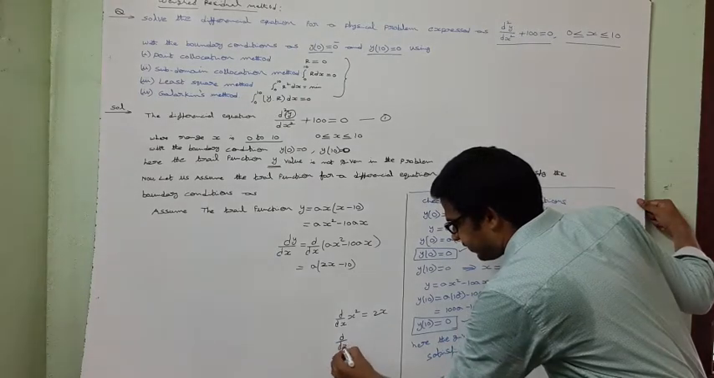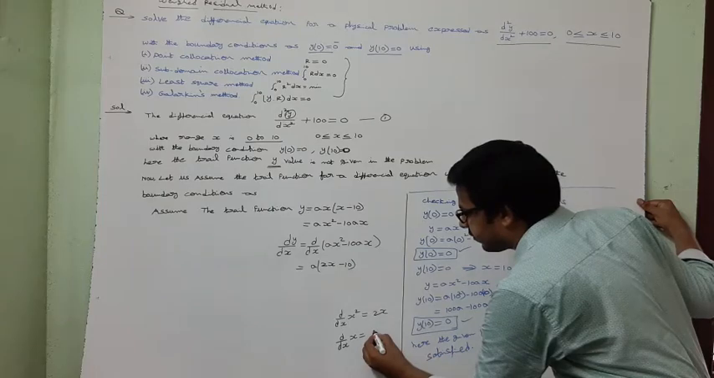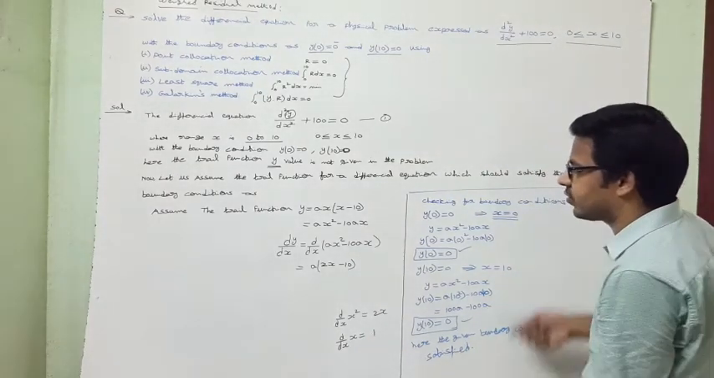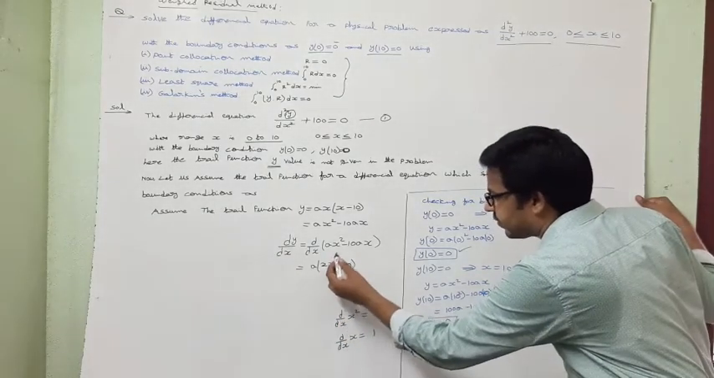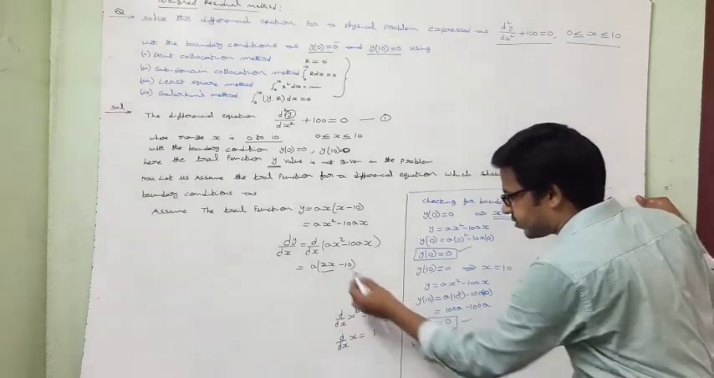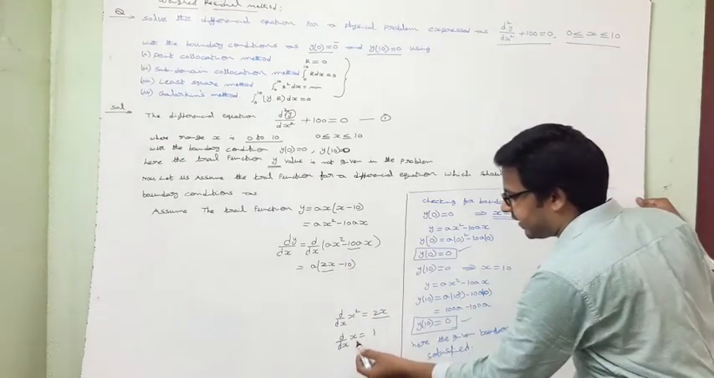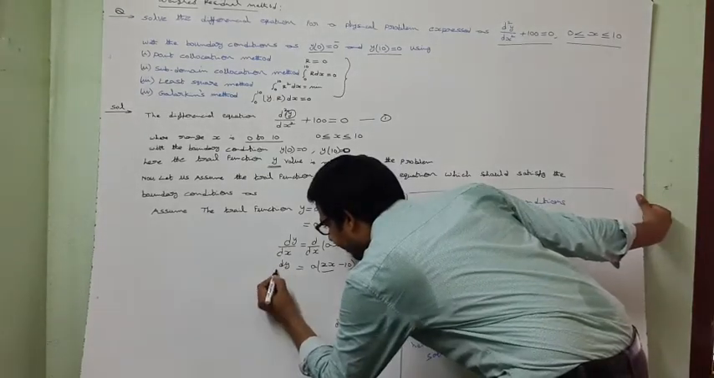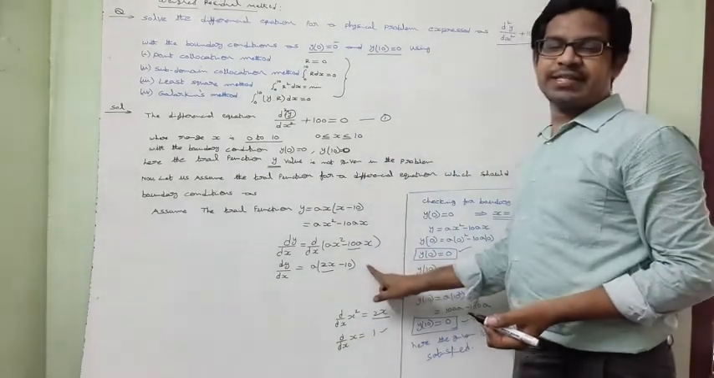d by dx of x is equal to 1. So here I am substituting, this is the constant term. So what is the d by dx of x square value? 2x. And here 10a is the constant value. What is the d by dx of x equal to 1? So this is dy by dx equal to a into 2x minus 10.